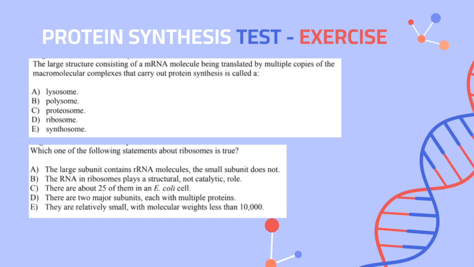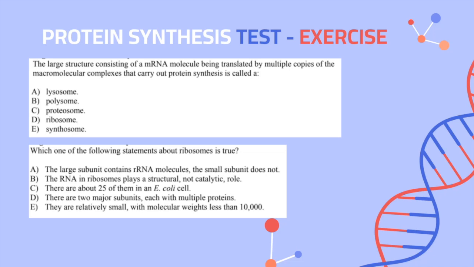All right, so let's start by understanding the question. We're saying multiple copies of macromolecular complexes that carry out protein synthesis. This entire expression refers to ribosomes. So the question is asking, what do you call one mRNA molecule being translated by multiple ribosomes? This is the definition of a polysome. So the answer is B.